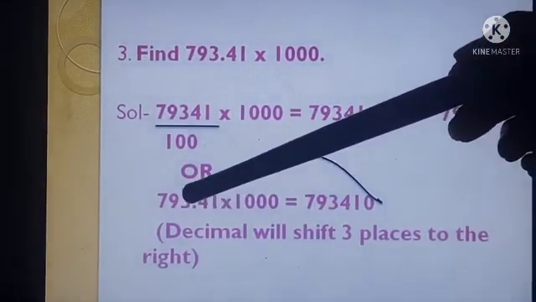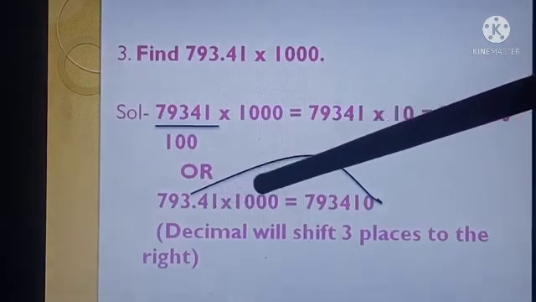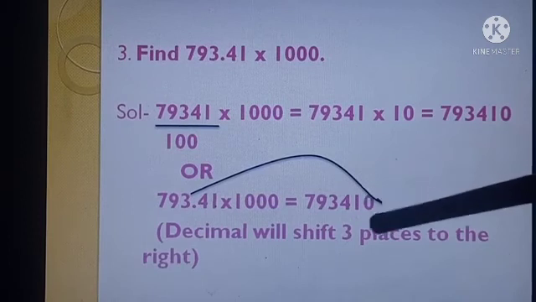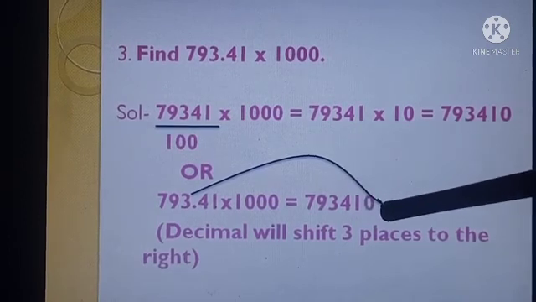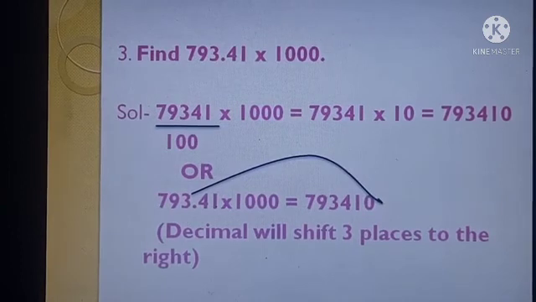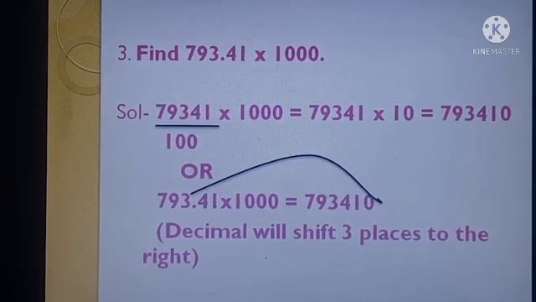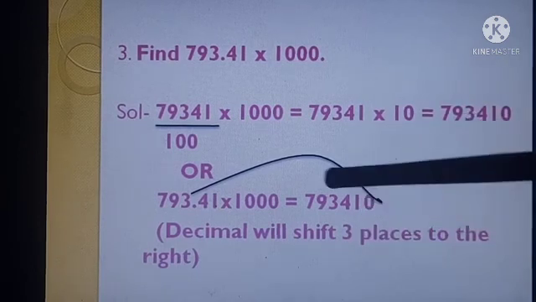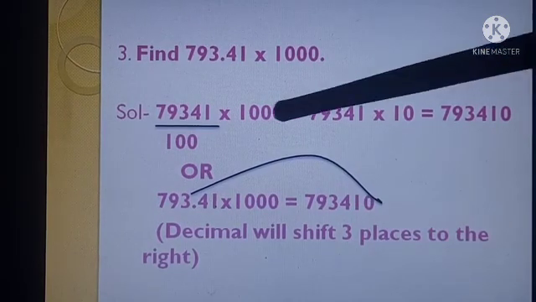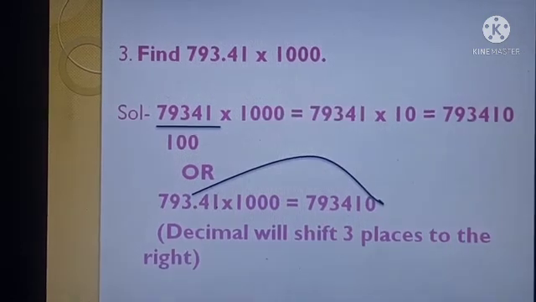So when the decimal shifts 3 places forward, it will become 79341, and then 0, and after 0 there will be the decimal. After 0, if you want, you can write the decimal and then one more 0. Otherwise, this is also the correct answer. So in both cases, you have seen that our answer has become 7,93,410. So it is not necessary that you always convert it in the form of a fraction. You can do it orally also.